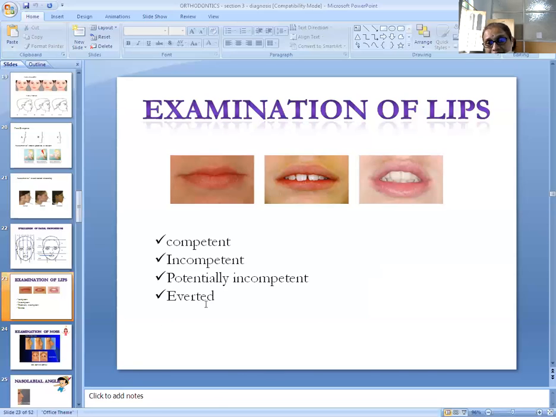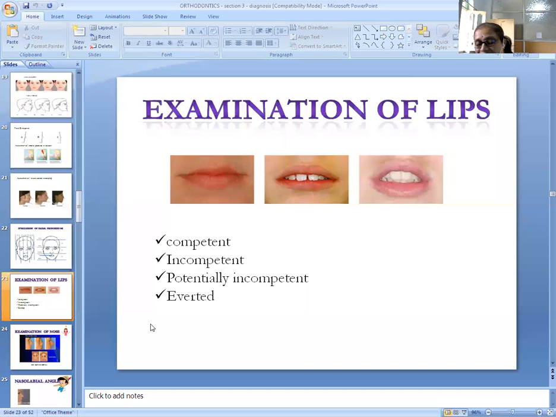Then the everted lips. Patients will have a short upper lip length, and the upper lip will be everted upward. So this is the examination of lip.